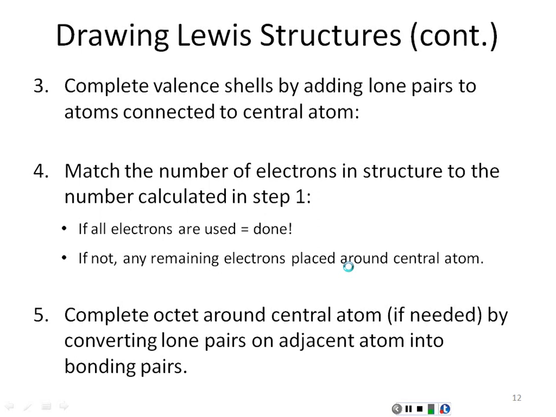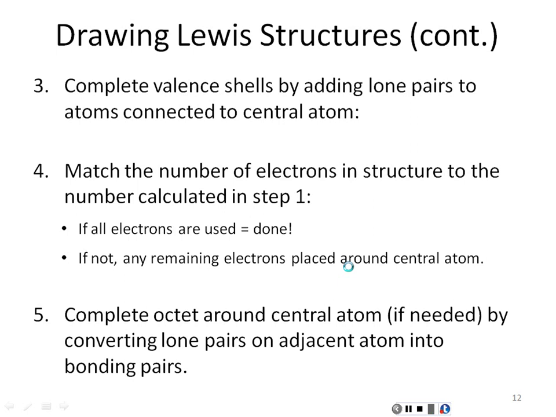Okay, then you complete valence shells by adding lone pairs to the atoms connected to the central atom. And you match the number of electrons in the structure to the number of valence electrons calculated in step 1. And if all of your electrons are used, you're done. If not, any remaining electrons you place around the central atom.